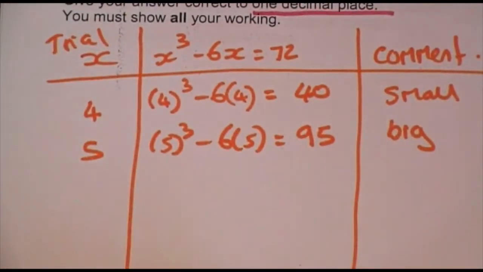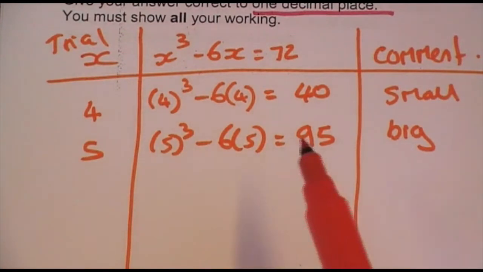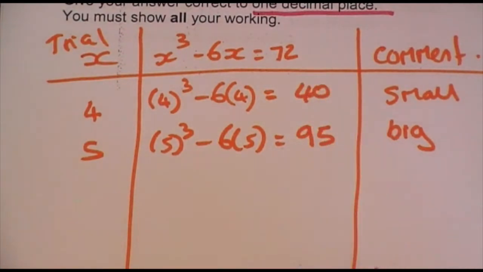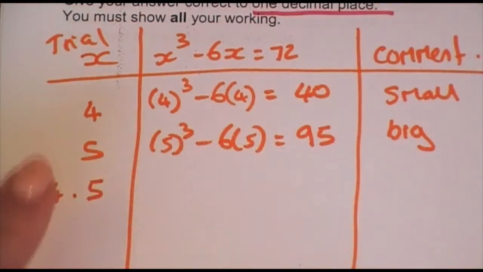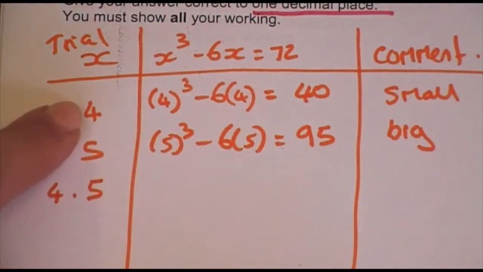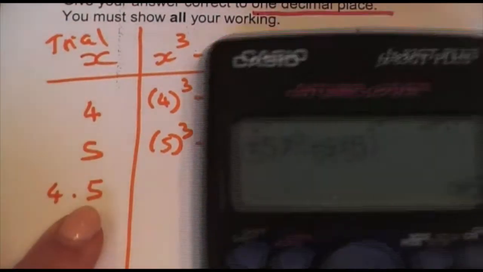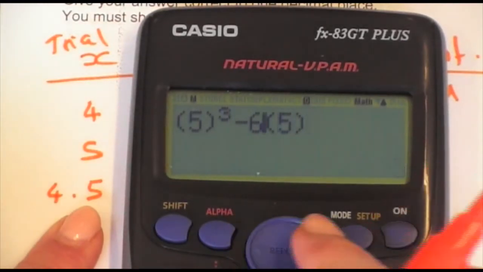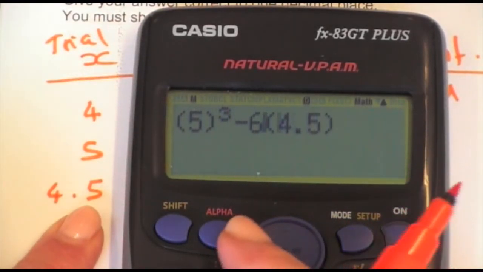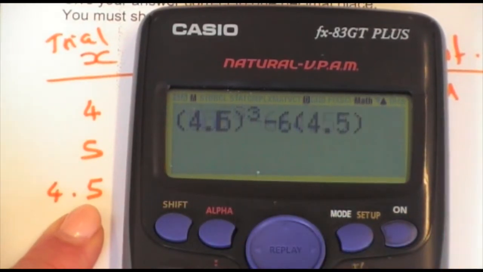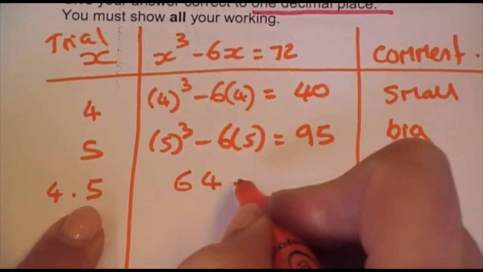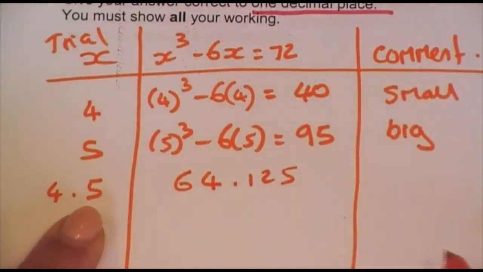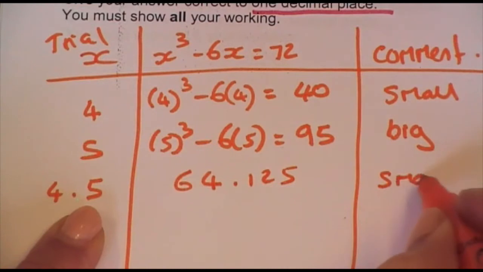Now I need to go in between. I could be clever about this and say, well, is 72 closer to 40 or 95? I'm not going to be clever. I'm going to go straight down the middle. That is the safest option. What's halfway between 4 and 5? Well, it's 4.5. To my calculator, again, I'm not clearing anything. I'm just going to press back and I'm going to enter inside the bracket 4.5. And I'm going to press equal, and that's going to give me 64.125. I wanted 72. That's too small.